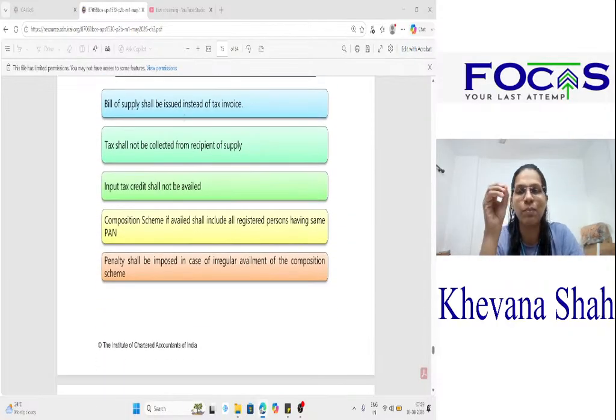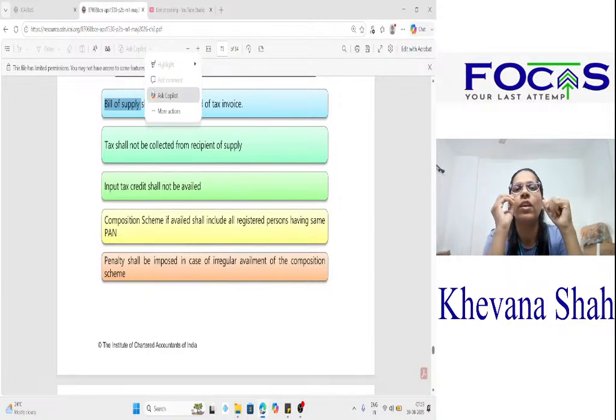Now, we have certain other points that we need to keep in mind if we are opting for this composition levy. If I am a regular taxpayer, then I need to issue a tax invoice for every supply of goods or services that I am making. Now, in case you are opting for composition levy, you are supposed to issue a bill of supply. You will issue a bill of supply and not a tax invoice.